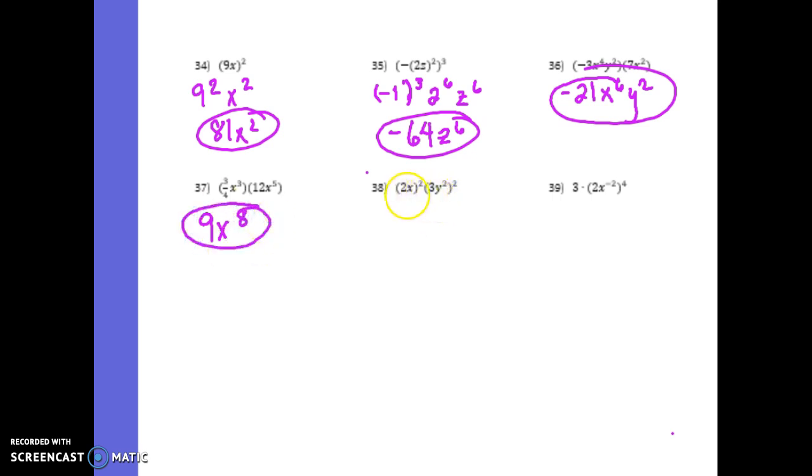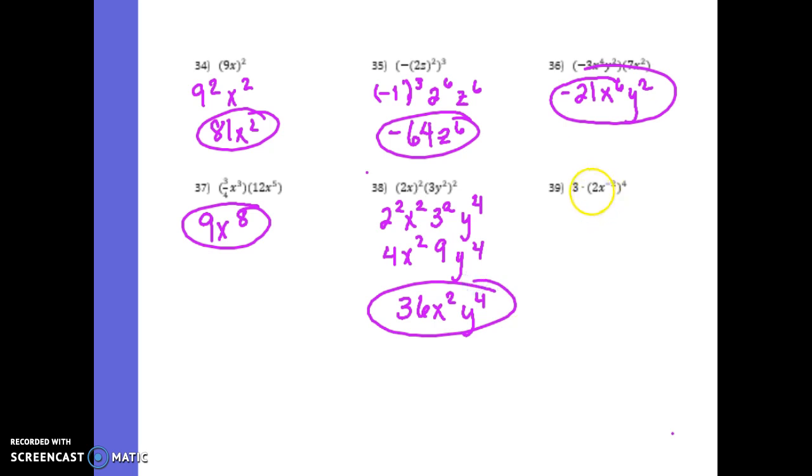Okay, we're going to be careful here. Our 2 is going to be squared and our x is going to be squared. Our 3 is going to be squared. And then y squared would be y to the 4th. Okay, 2 squared is 4. So we end up with 4x squared, and then 3 is squared, so we get 9, and then y to the 4th. We put it together. 4 times 9 is 36, x squared, y to the 4th.